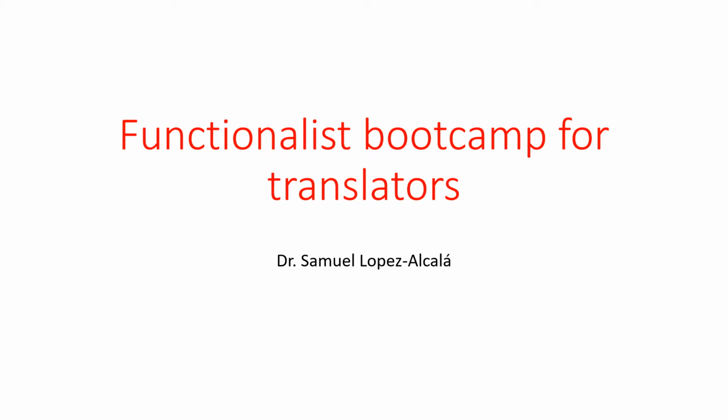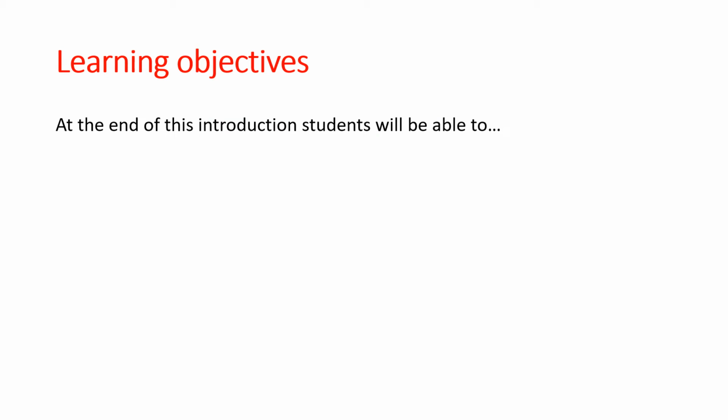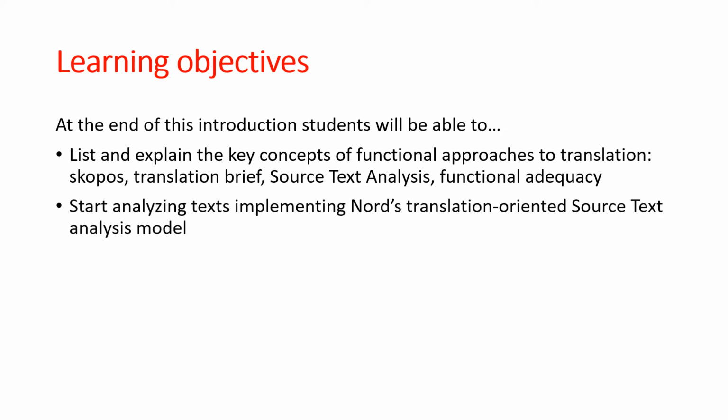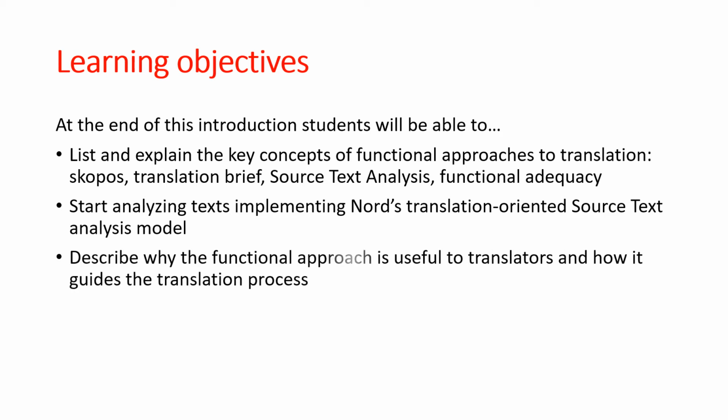So let's start. The learning objectives for this Functionalism 101 are the following. Hopefully at the end of this introduction, students will be able to first listen and explain the key concepts of functional approaches to translation, mainly the skopos, a translation brief, the source text analysis, functional adequacy. Hopefully students will be able to start analyzing texts, implementing Christiane Nord's translation-oriented source text analysis model in their translation work.